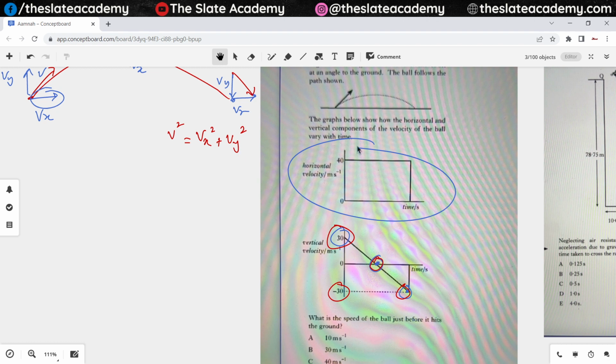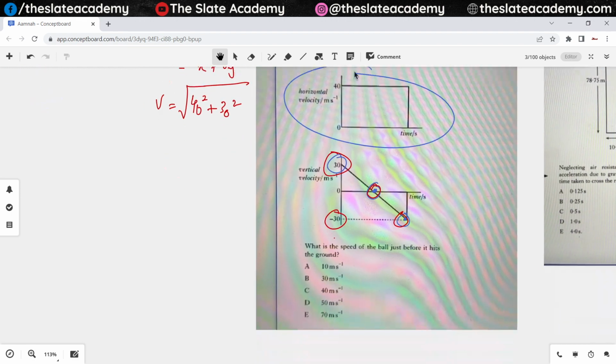So here I can say V is equal to the square root of 40 squared plus 30 squared. If I do that, the square root of 40 squared plus 30 squared is 50. So that is D. This would be the answer.